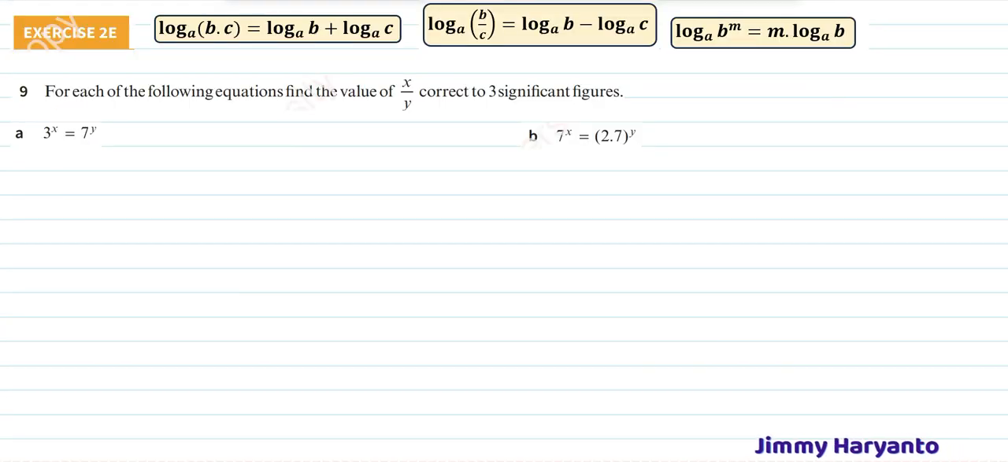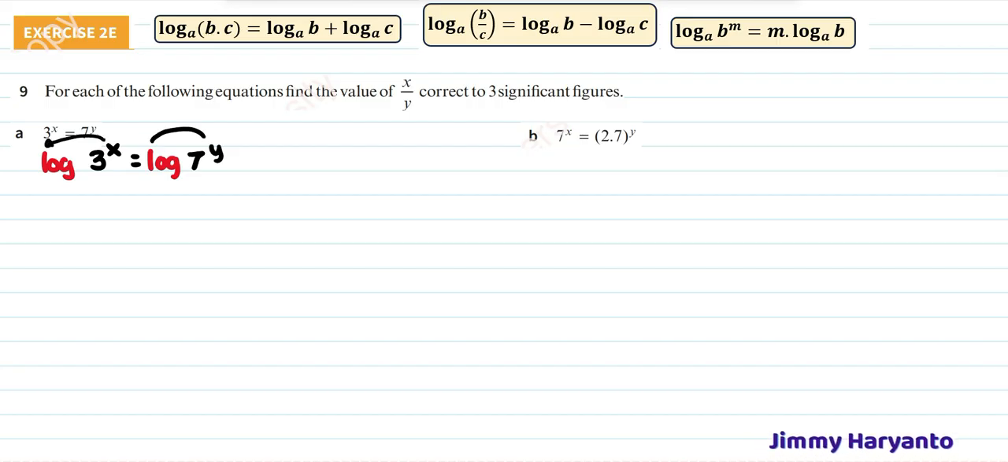For question 9, the question wants you to find the result of x over y, in 3 significant figures. So I will put logarithm for both sides. Like this, equals 3 to the power of x, 7 to the power of y, and then I will move the powers to the front. I will have x times logarithm 3 equals y times logarithm of 7.